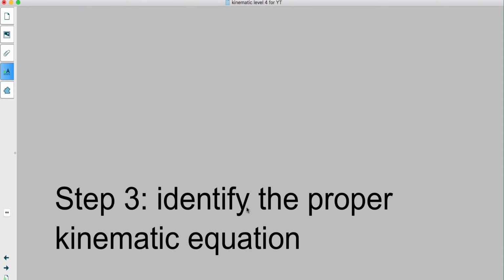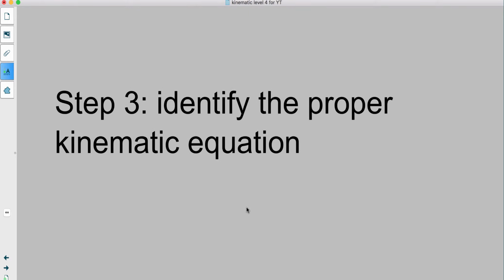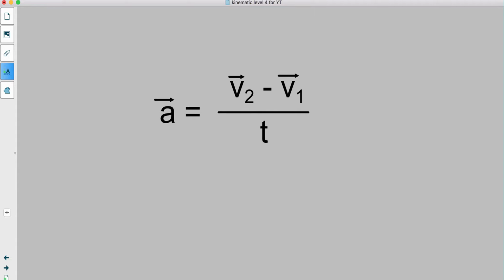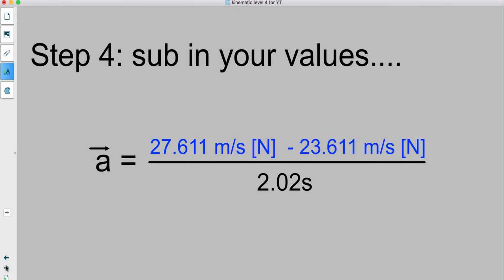The next step, identify the proper kinematic equation. We have to pick the one kinematic equation that will be used to solve for, and in this case we're going to start with acceleration. So here is the equation we're going to use. Acceleration is equal to v2 minus v1 over the time interval. Next, step 4, sub in the values. Our V2 was 27.611 meters per second north. Our V1 was 23.611 meters per second north. Our time interval was 2.02 seconds. So we've subbed everything in. All of the proper units are there, proper directions are there.